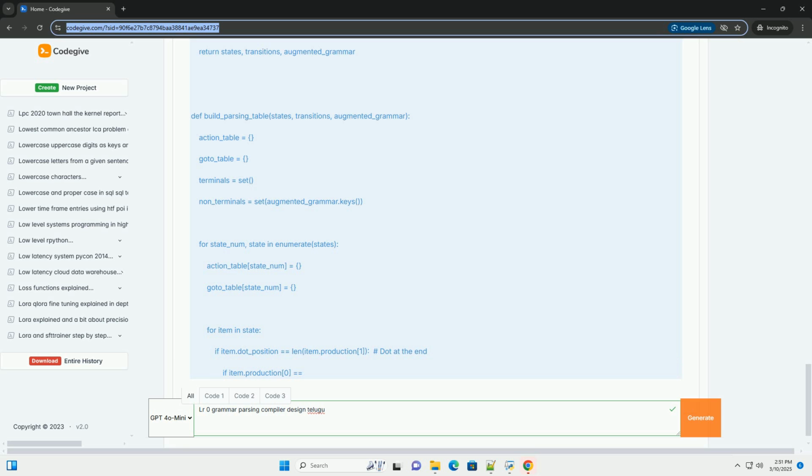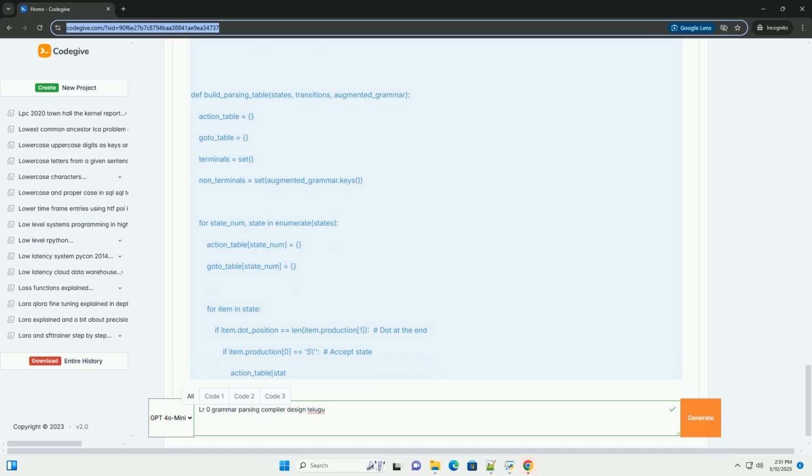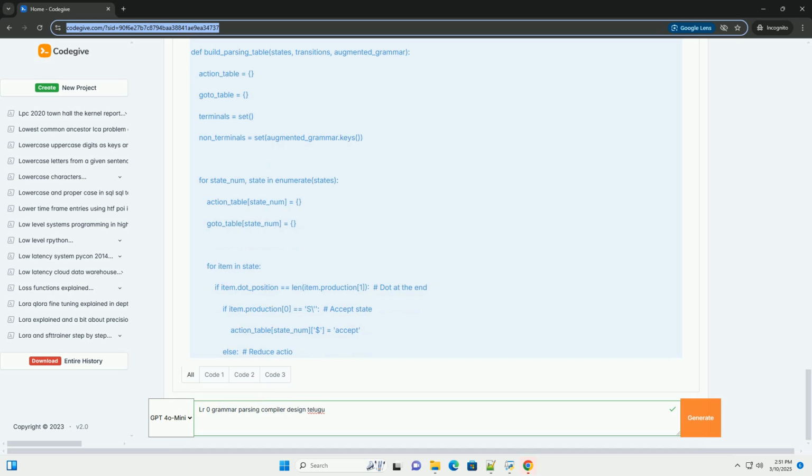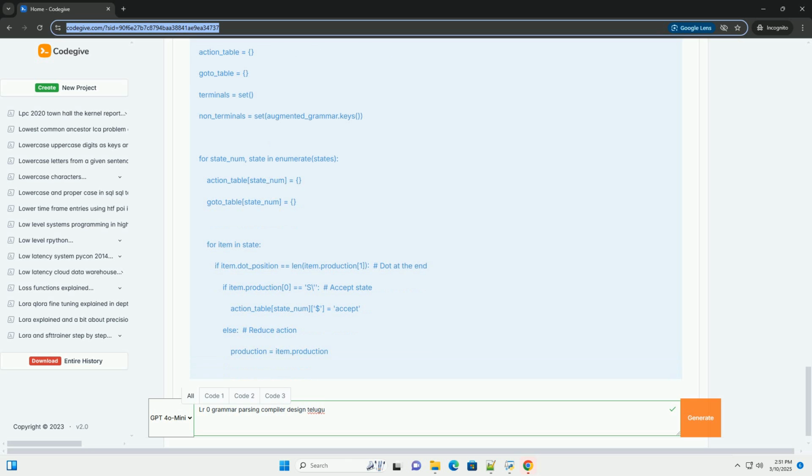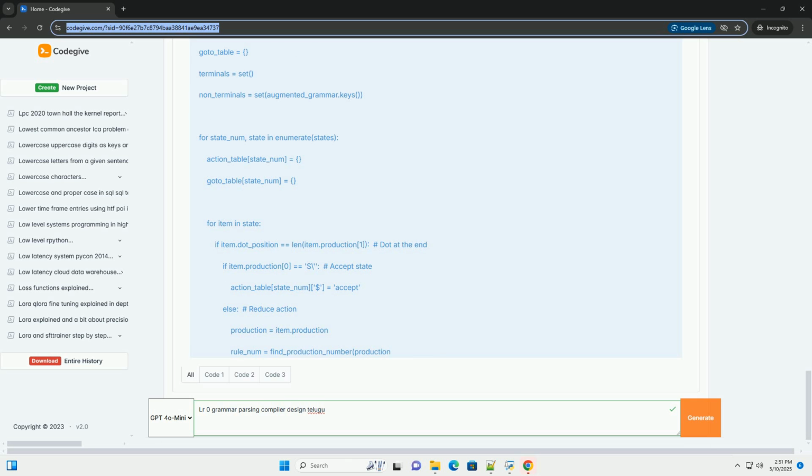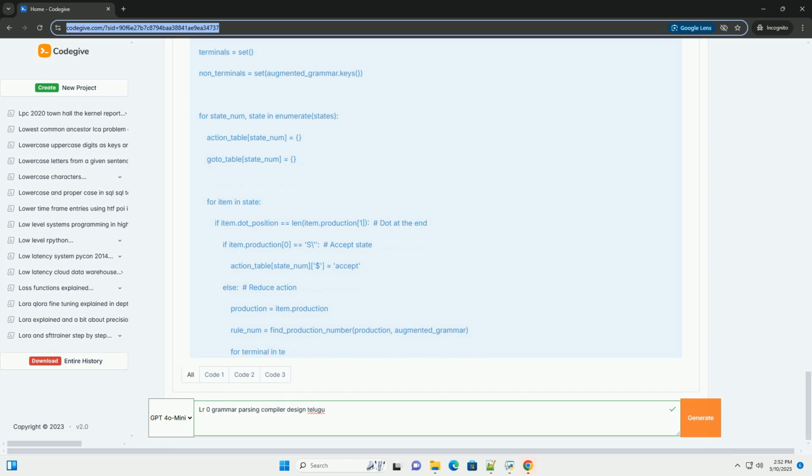LR0 parsing, a bottom-up approach. LR0 is a type of bottom-up parsing. Let's break that down. Bottom-up: imagine building a house. You start with the foundation and work your way up to the roof.